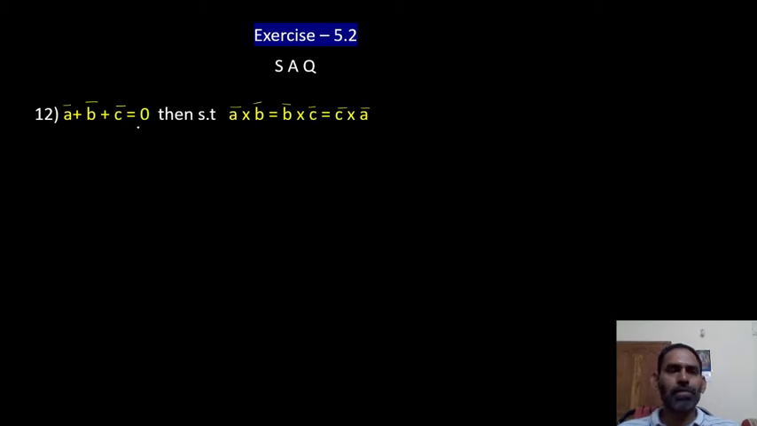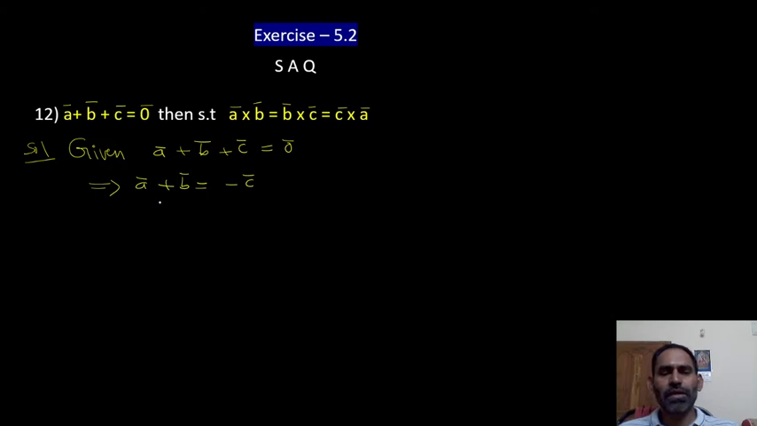If A bar plus B bar plus C bar equal to 0 bar, then show that A bar cross B bar equal to B bar cross C bar equal to C bar cross A bar. Solution. Given A bar plus B bar plus C bar equals 0 bar. That implies we can write A bar plus B bar equals minus C bar.